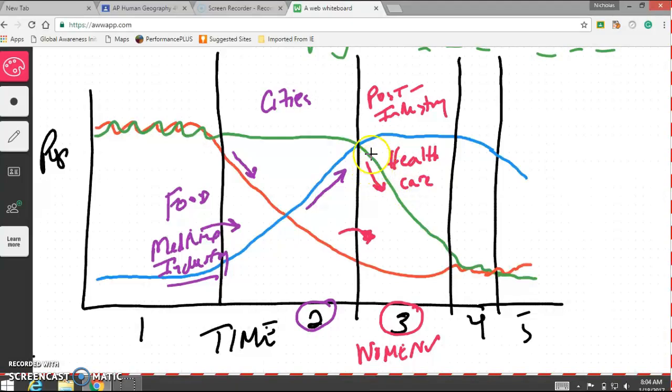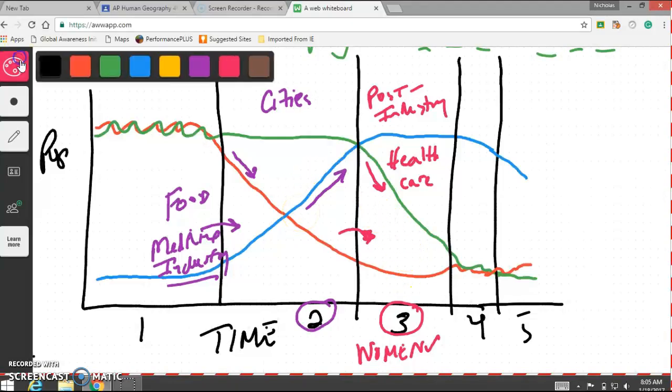Okay, and we still have some population growth in this stage 3. You see this gap here. There's still some population growth, but that population growth is starting to kind of even out. Okay, so it's transitional in that aspect. So there's still population growth, but not as fast as in stage 2.